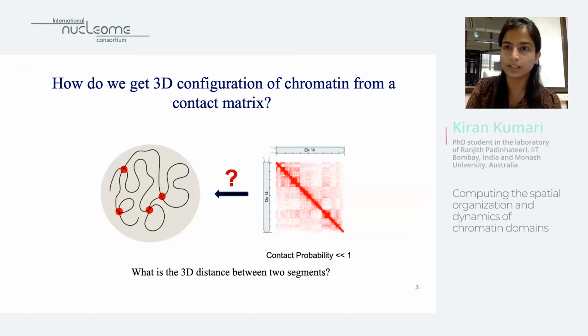Here, I would like to stress that the contact probabilities given from these experiments are very low, much less than 1. That means the DNA segments are not in contact all the time. The contacts between the DNA segments are often broken and formed again. It's a dynamic process. So, in order to understand the chromatin organization in a full context, we need to understand the spatial organization of the chromatin segments, its fluctuation around its average value, as well as the dynamics of these chromatin segments.